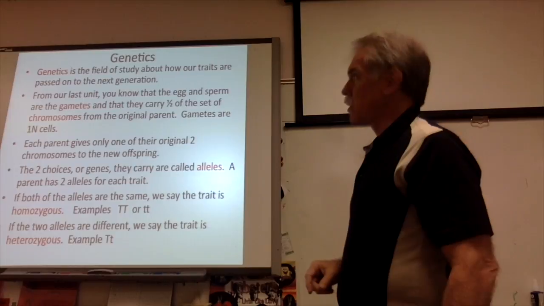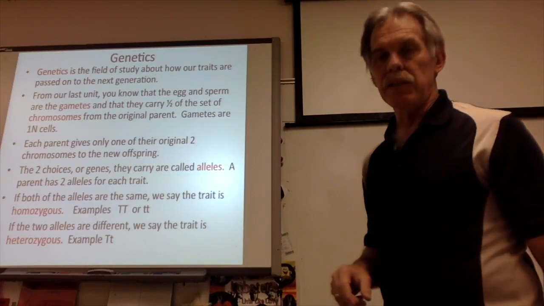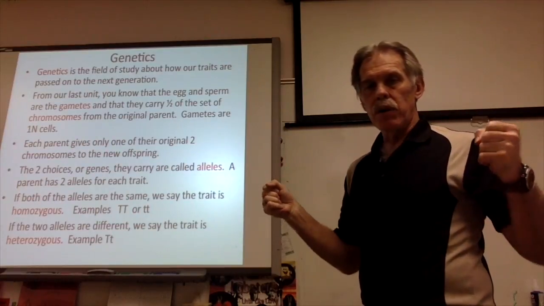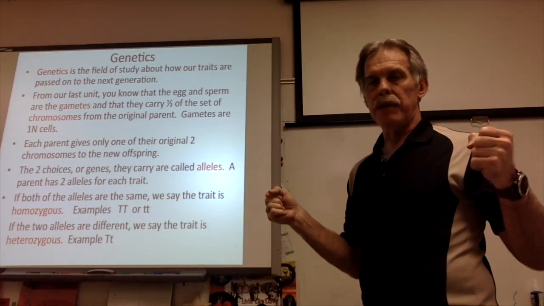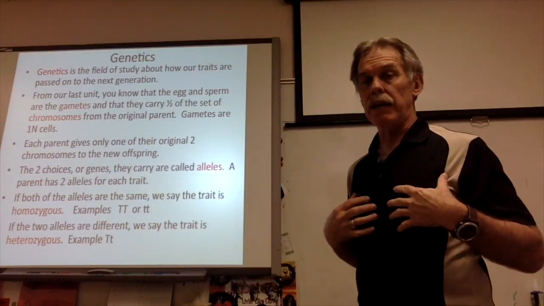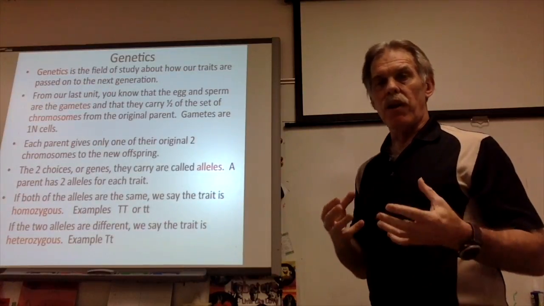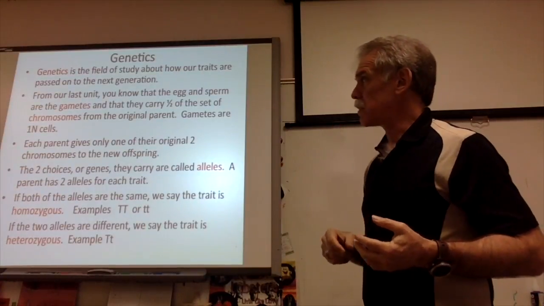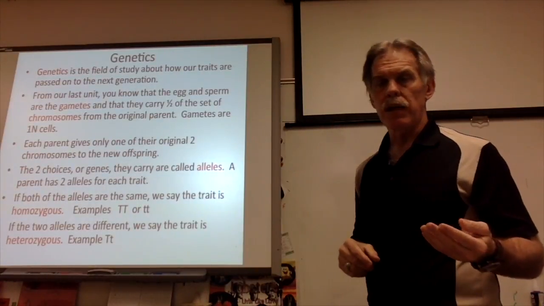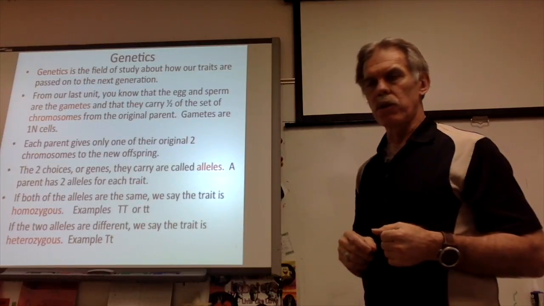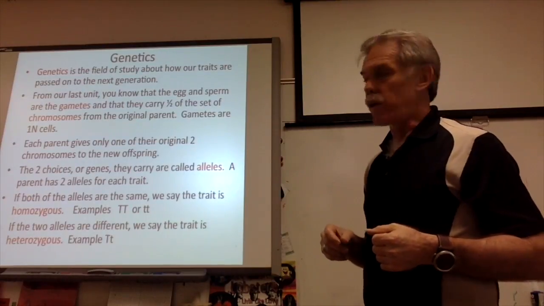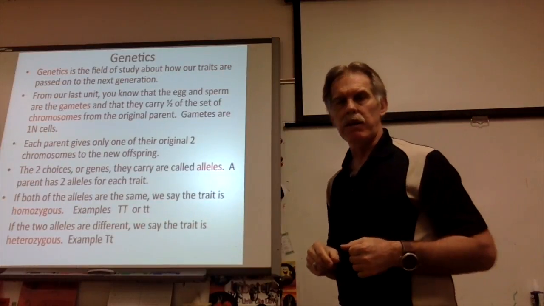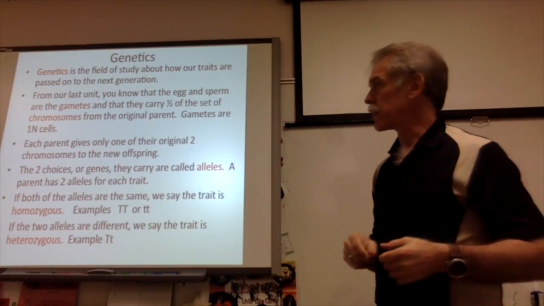From our last unit, you know that egg and sperm are gametes, and after meiosis, we reduce the number of chromosomes that are passed on to 1/2 of our set. So for each trait, we have two choices. These two choices are called alleles. And some of these words are in red up here on the screen. You might want to highlight them or mark them so that maybe you can make flashcards out of index cards later on.